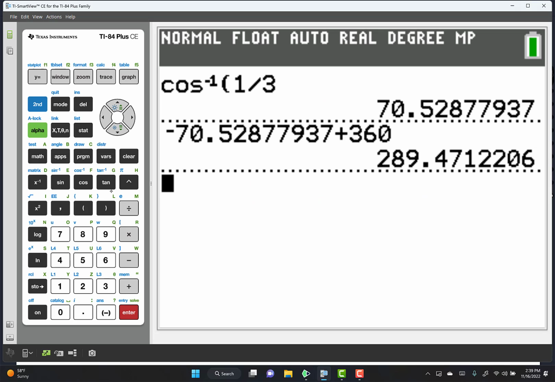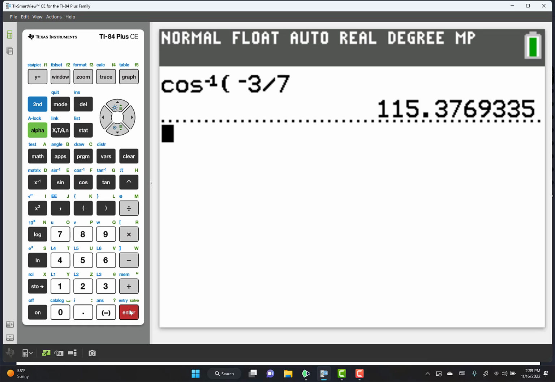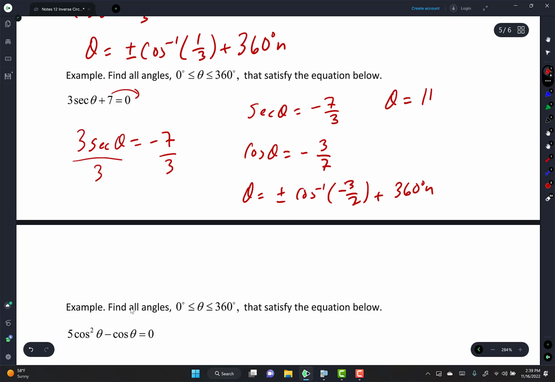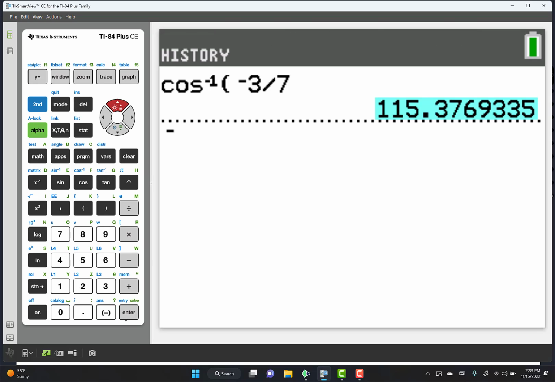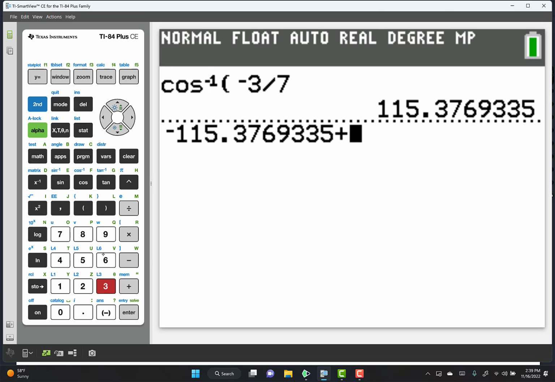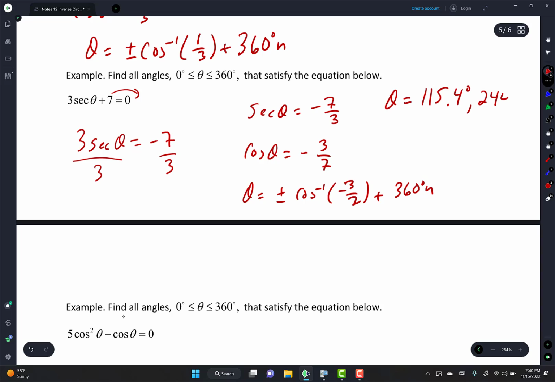So here we go. Arc cosine, I'm going to clear this. Second arc cosine, negative 3/7. Push enter. 115.4 degrees. That's my first answer. 115.4 degrees, comma. The next one comes from the negative of that plus 360. Negative enter plus 360. Enter. 244.6. Done.